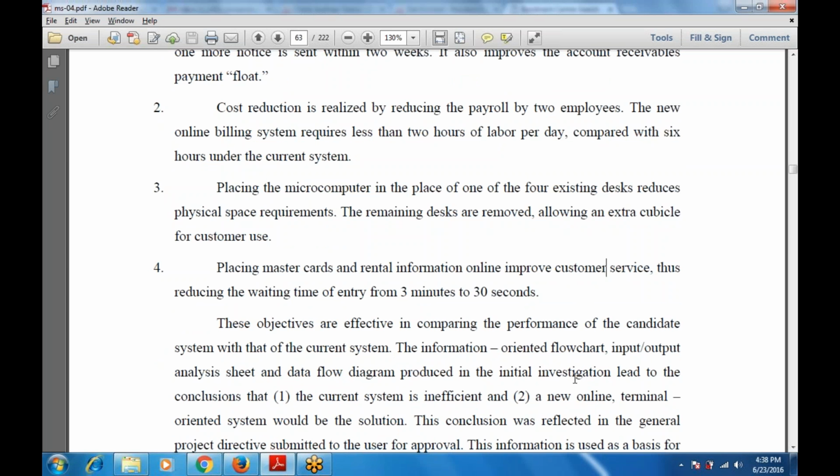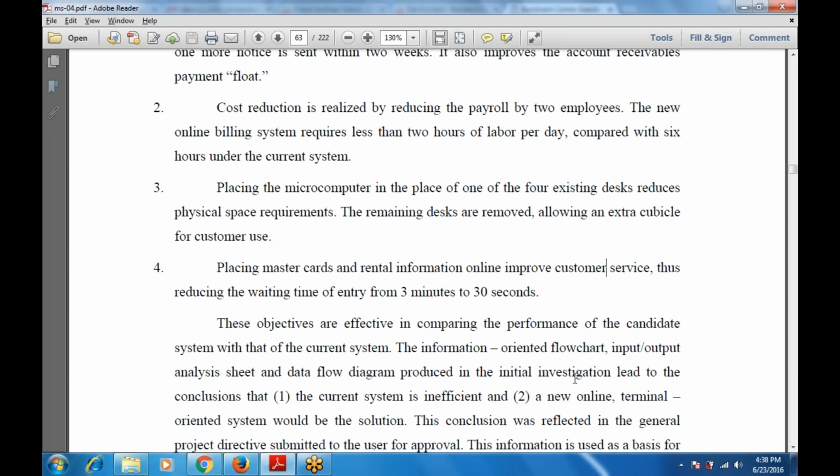These objectives are effective in comparing the performance of the candidate system with that of the current system. The information-oriented flowchart, the input-output analysis sheet, and the data flow diagram are produced in the initial investigation, which leads to the conclusion. What is the main conclusion? That the current system is inefficient and a new online terminal-oriented system will be the solution.